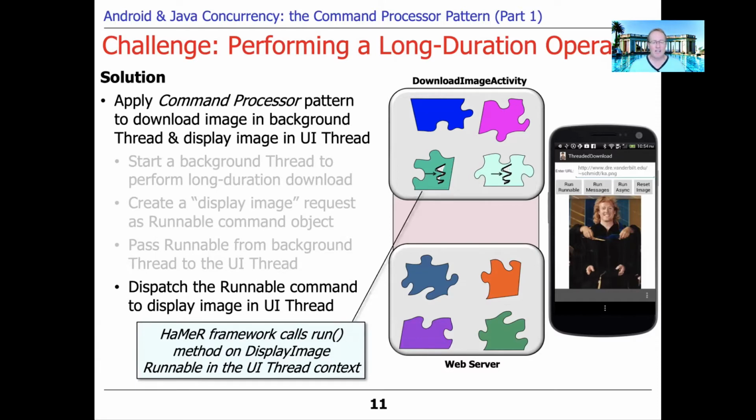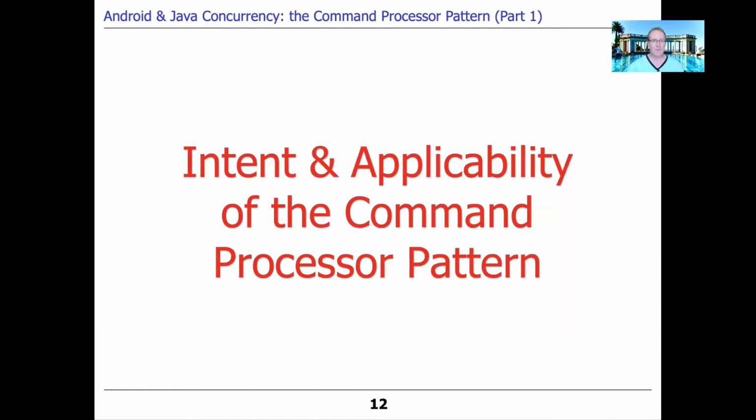What will happen here is that we're going to use something called the Android HaMeR framework, which stands for handlers, messages, and runnables. This will be used to pass the runnable from the background thread to the UI thread, the user interface thread, where the user interface thread will then dispatch the run hook method on the display image runnable so that the image will be displayed in the context of the user interface thread, even though it was actually downloaded in the background.